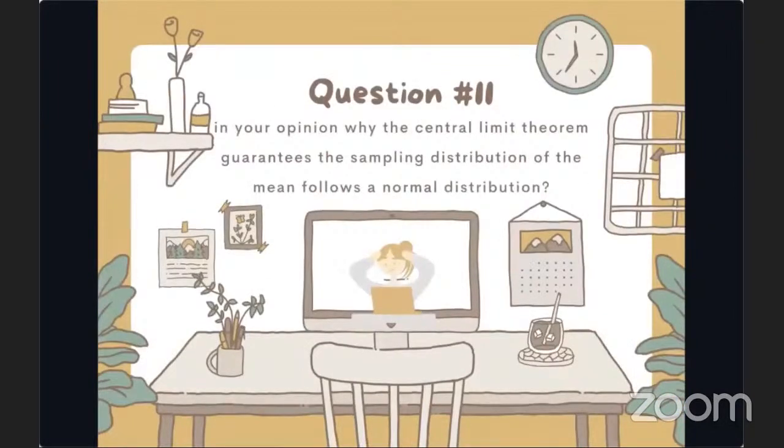Question 11. In your opinion, why does the central limit theorem guarantee the sampling distribution of the mean follows a normal distribution?